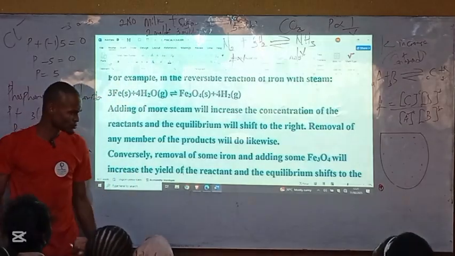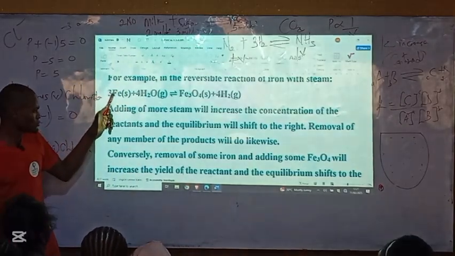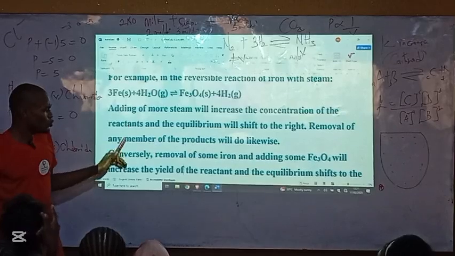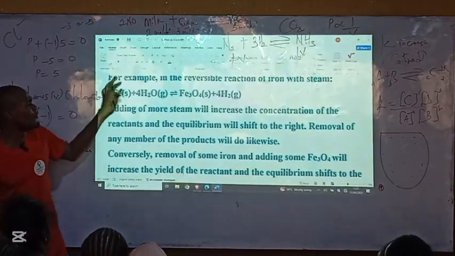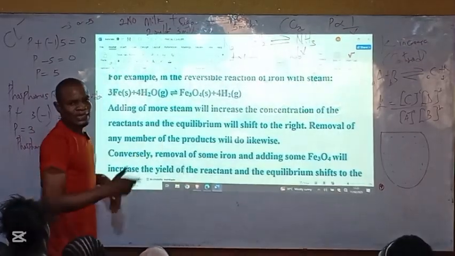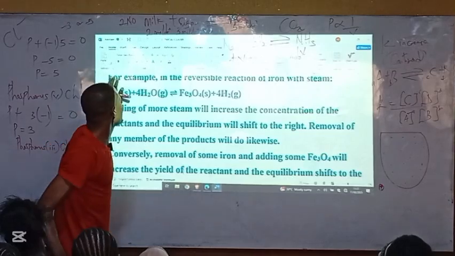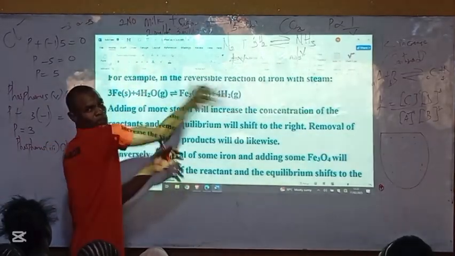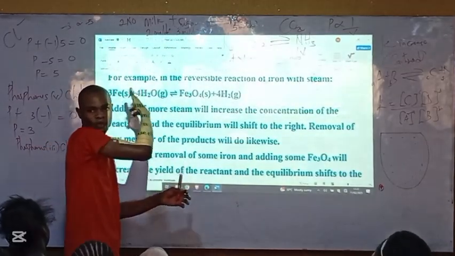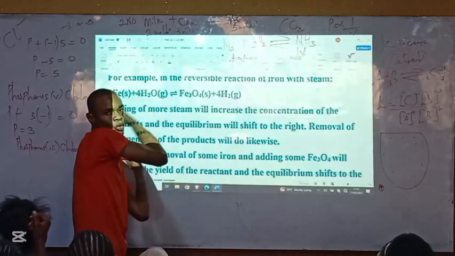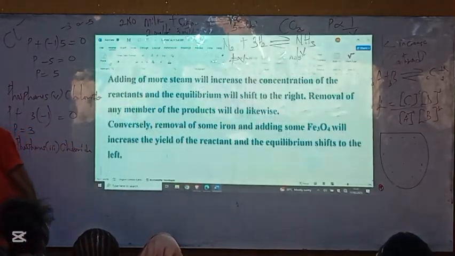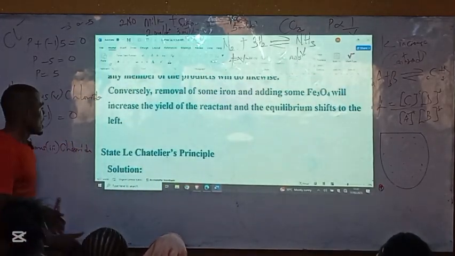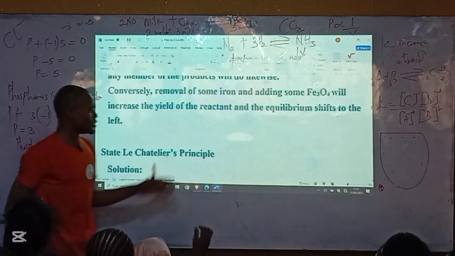Come back. When you remove iron and you add more to this one, what's going to happen? It will shift to the left. So it favors the backward reaction. I get it now. Good.